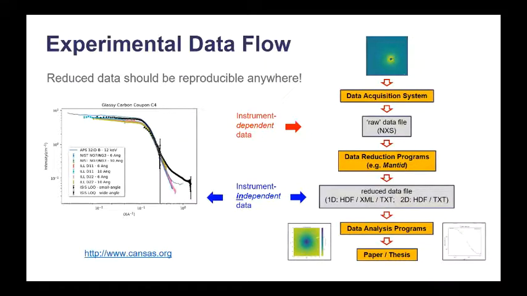The data we're going to analyze, however, coming out of data reduction is what we call reduced data. And reduced data should be completely instrument independent to the extent that it can be directly compared with reduced data measured anywhere else.